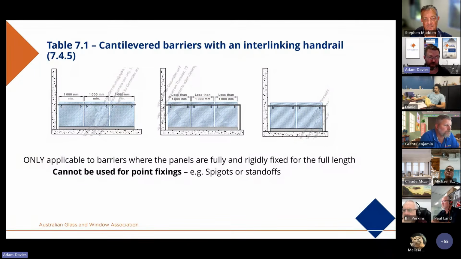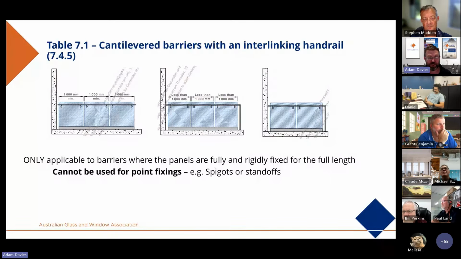Now, there are some diagrams provided in there, but we have to be a little bit cautious when we use table 7.1 because it provides guidance for glass selection only. So it is only applicable when the glass barrier is fully and rigidly fixed for the full length. So that means essentially it's a grouted channel. All point fixings do not conform to this, so 7.1 cannot be used.